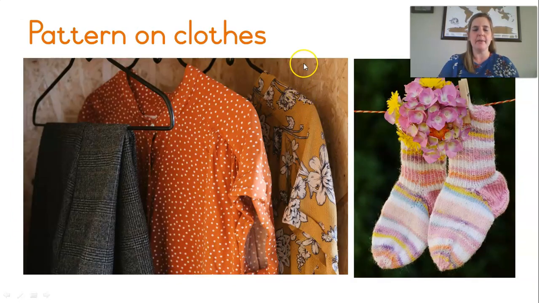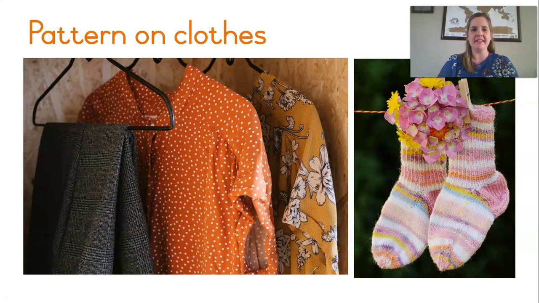We also have patterns on clothes. You can see here some pants. There are some stripes going this way and down. Here's a polka dot t-shirt, maybe a beautiful flower shirt. And on these sweet little socks, someone has knitted a pattern of pink, orange, white, pink, yellow. And you can see they've repeated the pattern all over the socks.